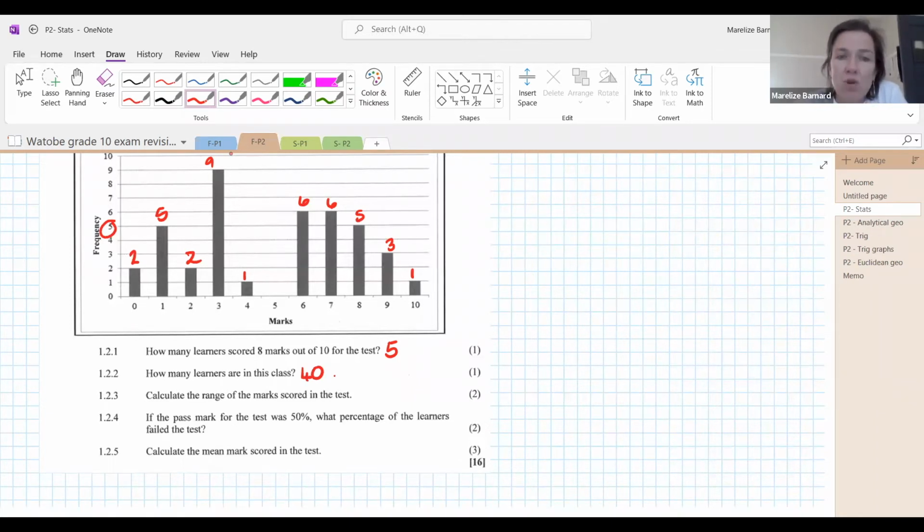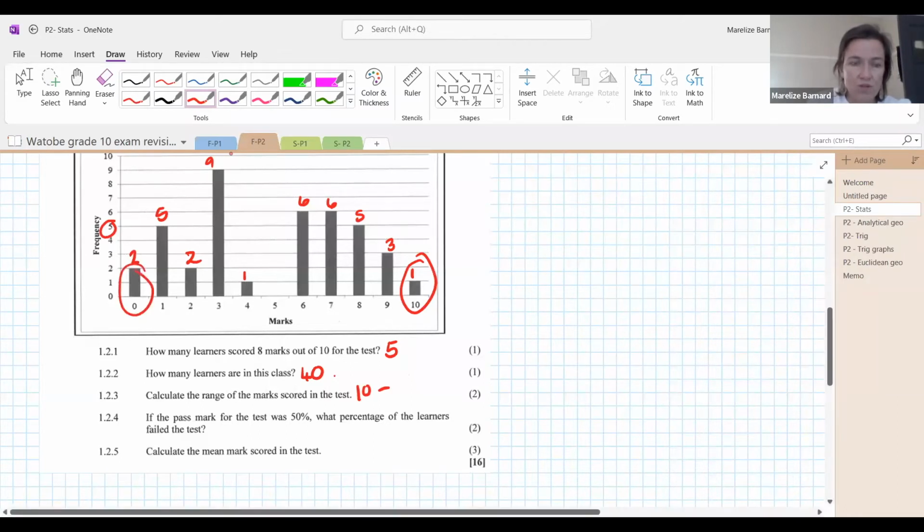Calculate the range of the marks scored in the test. What's the range of the marks? So we look at the highest mark minus the lowest mark. So our highest mark obtained is 10, and our lowest mark obtained was 0. So that's 10. The range of marks is 10.